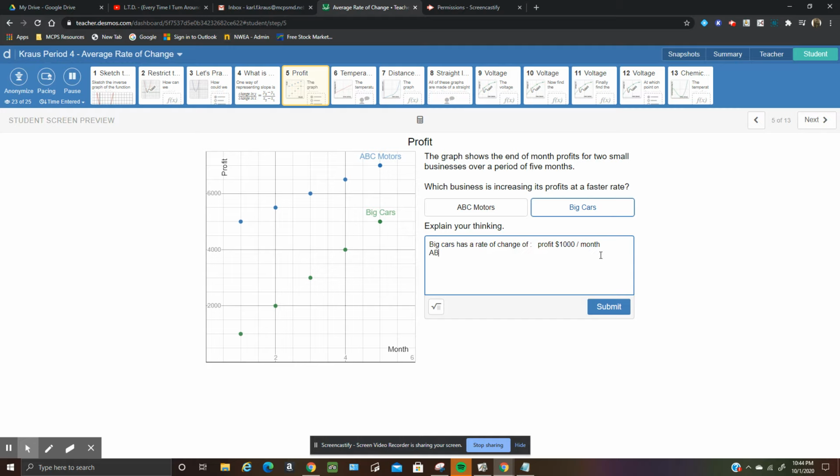For ABC Motors, there's a rate of change. Go to ABC Motors, once again, each of these vertical grid spaces is 500. So this is 500 per month. So their profit is $500 per month.